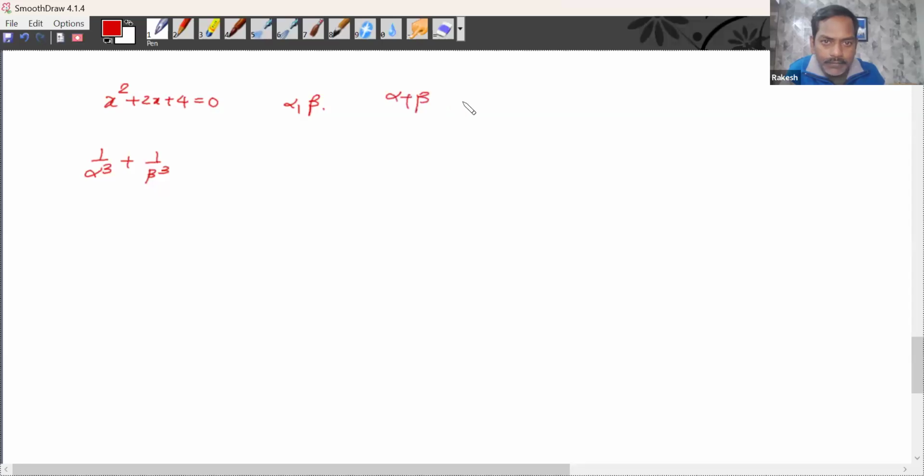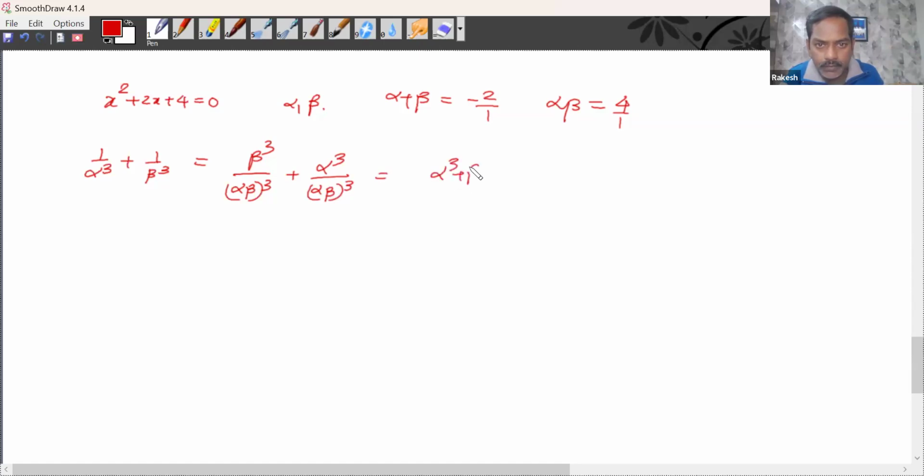What is alpha plus beta? Sum of the roots, which is minus 2 by 1, right? Now I'm not comparing a, b, c. You all can do. Alpha beta is nothing but 4 by 1. Fair enough? This we have to bring either in the form of alpha plus beta or alpha beta. This can be written as, we can multiply beta cube both the sides. So I'll be getting beta cube over alpha beta whole cube, plus we can multiply alpha cube on both numerator and denominator, not the side, both numerator and denominator. So it will be alpha cube over alpha beta whole cube, which can be written as alpha cube plus beta cube divided by alpha beta whole cube.